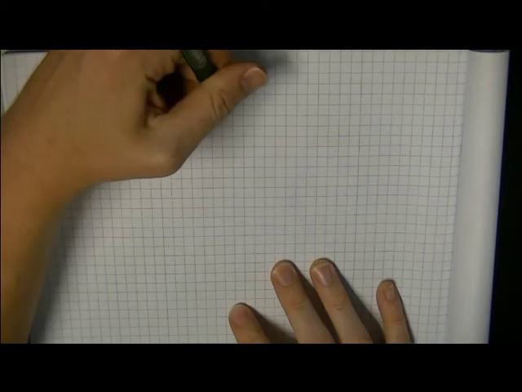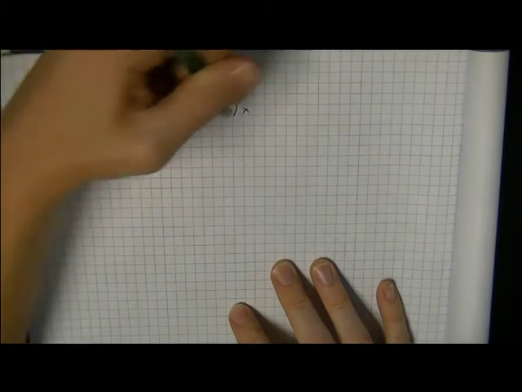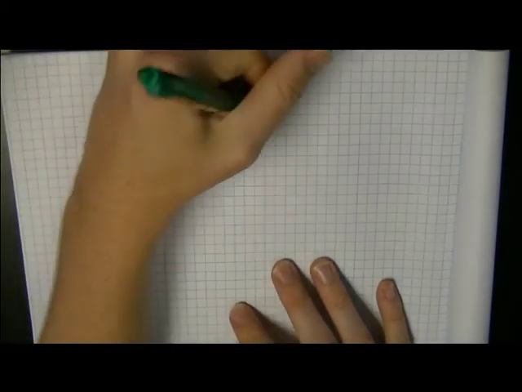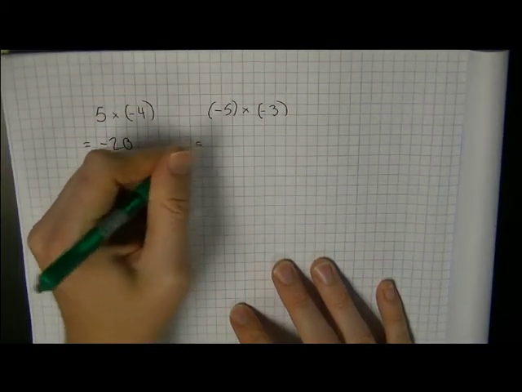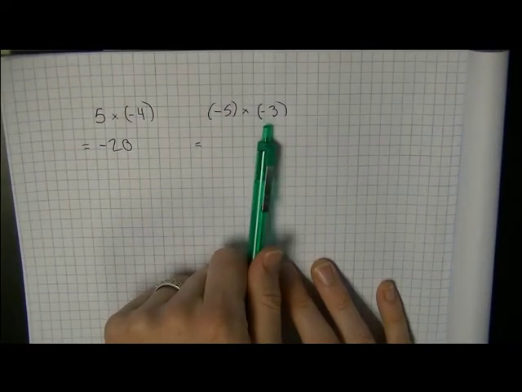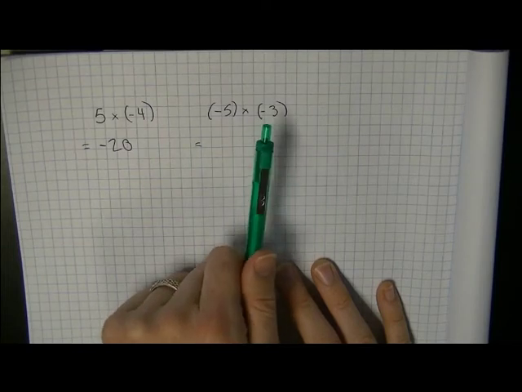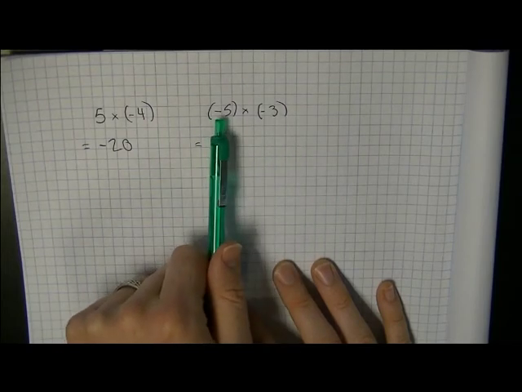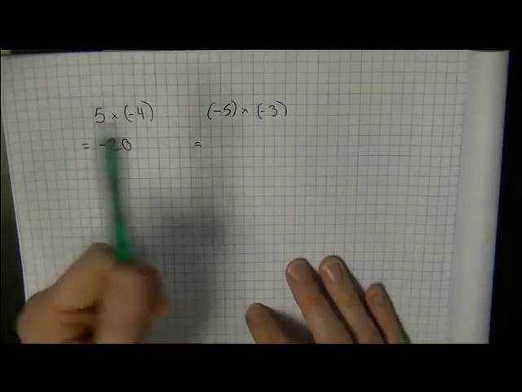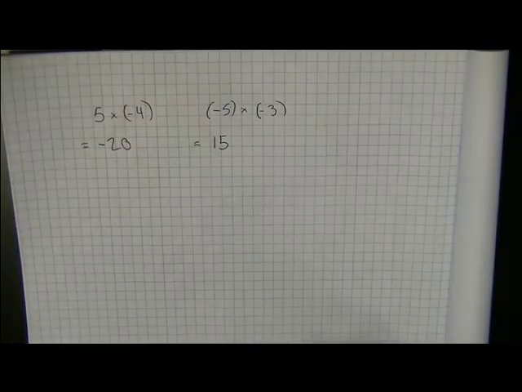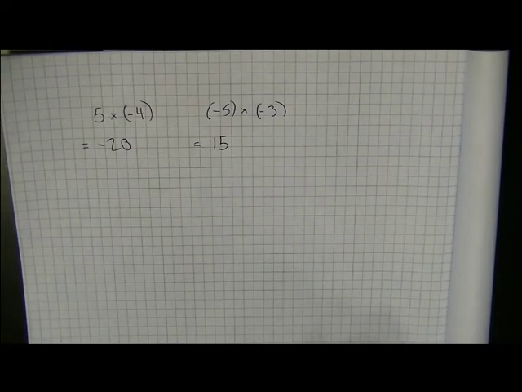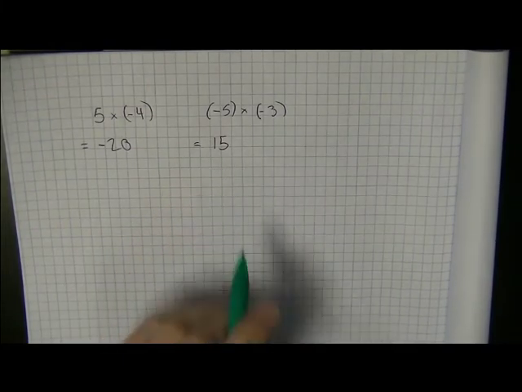If I have negative 5, I'm going to put that in brackets to make it clear what's going on. Negative 5 times negative 3. Now what I have is a negative times a negative, so multiplying by this negative is going to change the sign here, so it'll be a positive. And I'll have 5 times 3 is 15. Okay, so that ends up being positive 15.